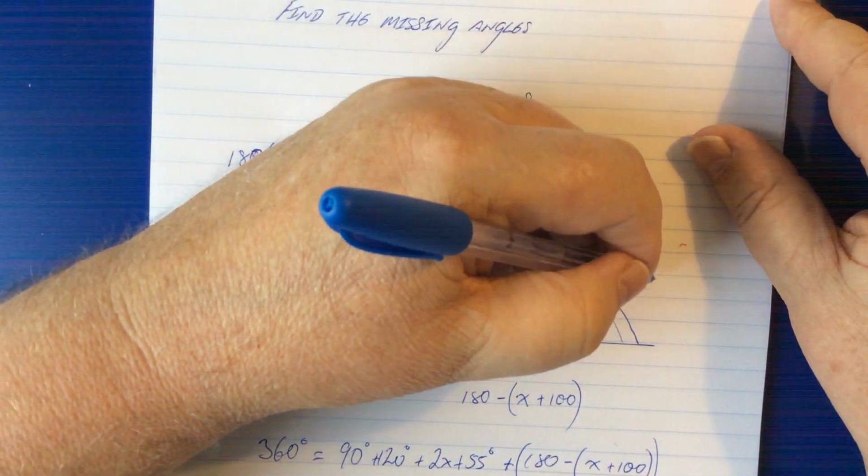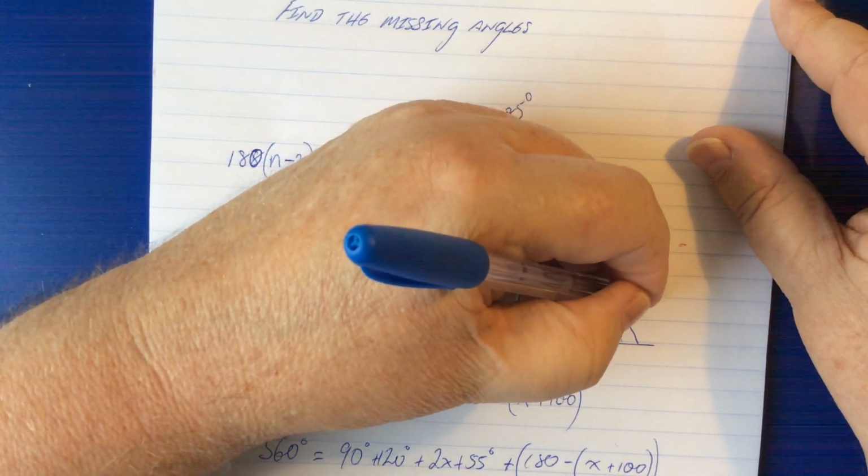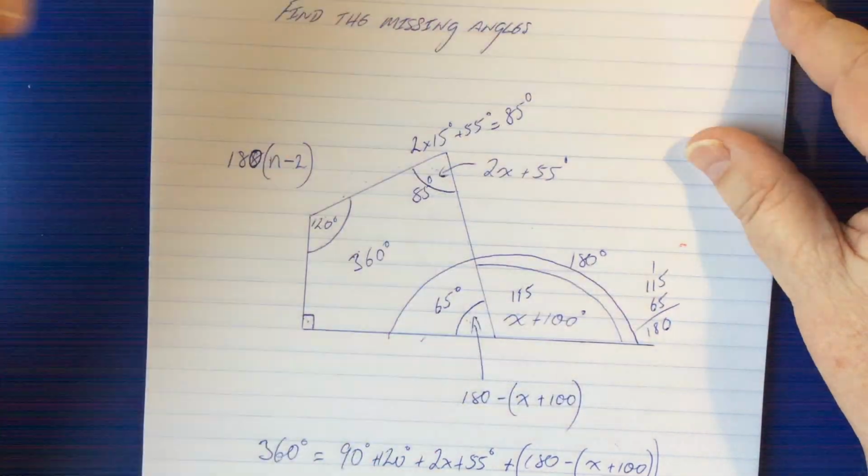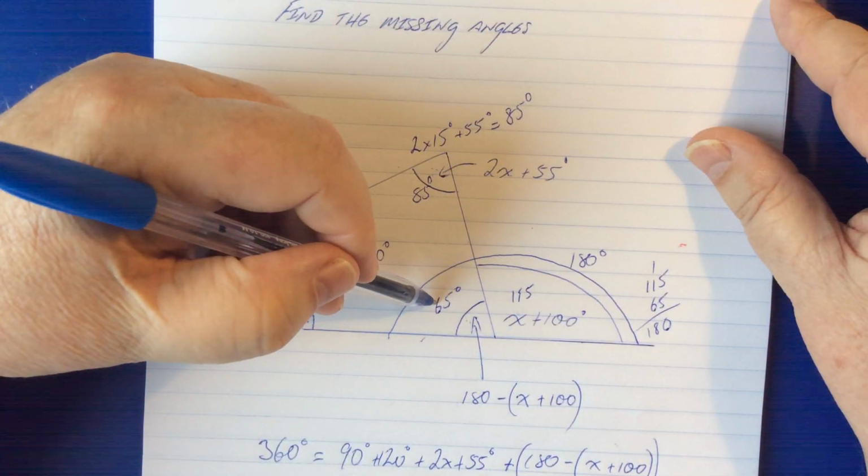Let me just check that. I'm having one of those days where I'm doubting my maths. 0 carry 1, 8, 1. Yes. So this is 65 degrees in here.